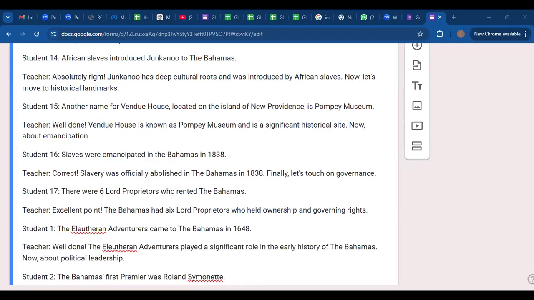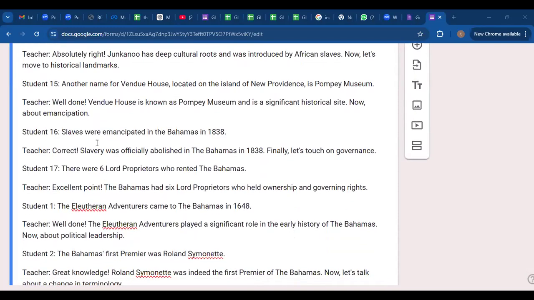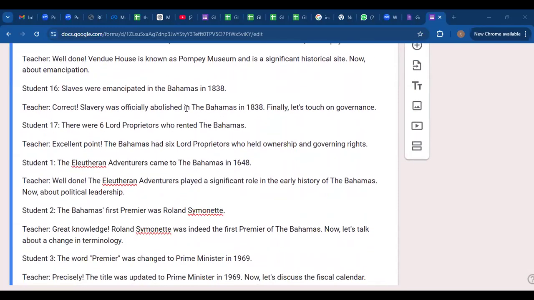Another name for Vendue House located on the island of New Providence is the Pompey Museum. Well done. Vendue House is known as the Pompey Museum and is a significant historical site. Now, about emancipation. Slaves were emancipated in the Bahamas in 1838. Correct. Slavery was officially abolished in the Bahamas in 1838.